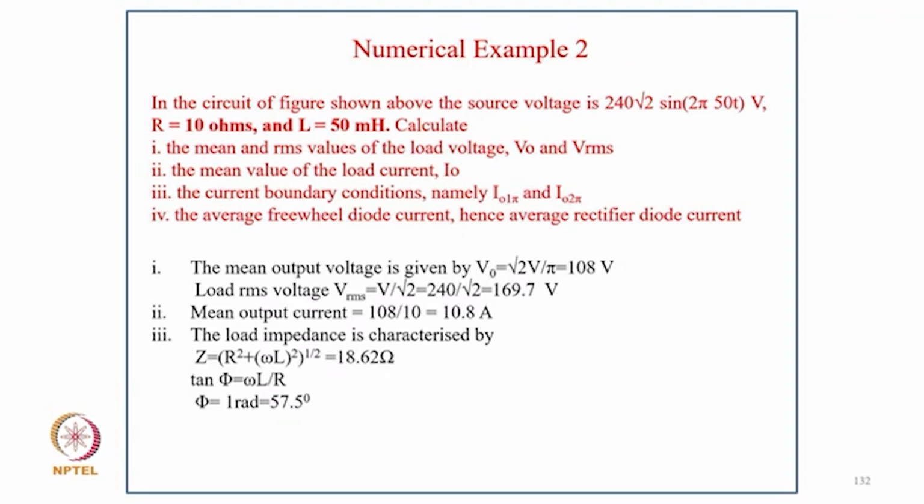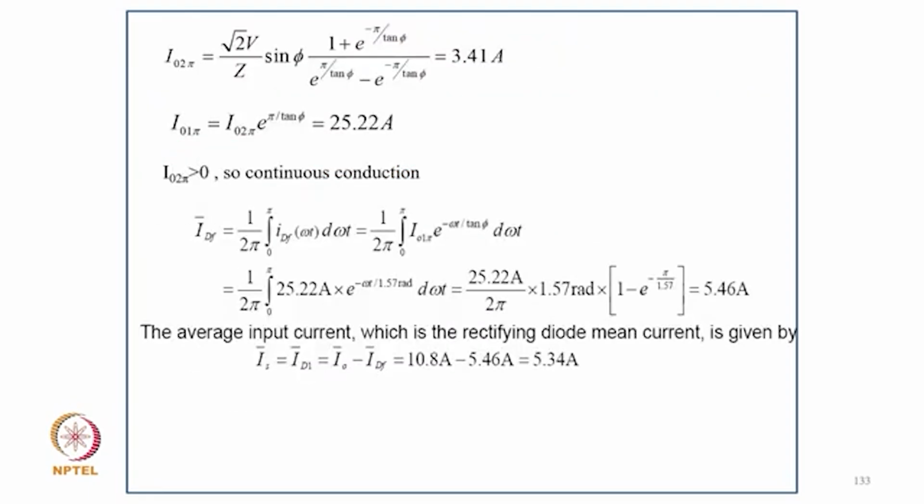The mean value is given by V0 equal to root 2 Vi upon pi, that is 108 volt. The RMS load voltage is V upon root 2, that is 169.7 volt, and the output current is 108 by 10, that is 10.8 ampere. The load impedance is Z equal to under root R square plus omega L square to power half, that is 18.62 ohm, and tan phi is omega L upon R, so phi equal to 157.5 degree.